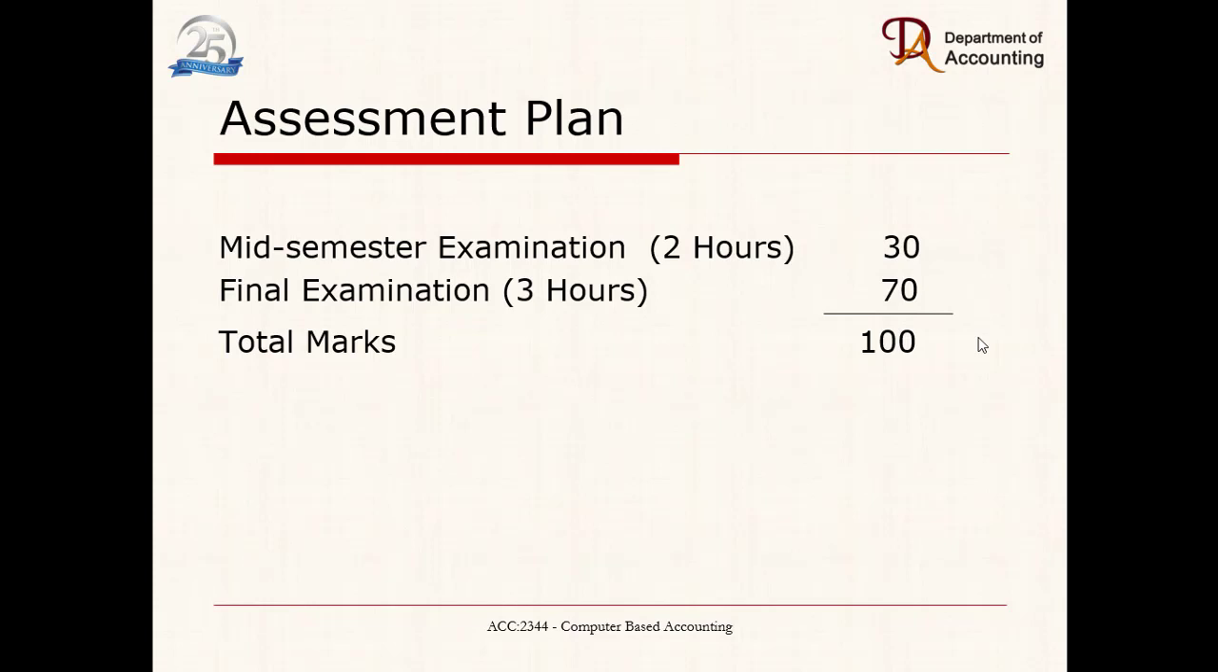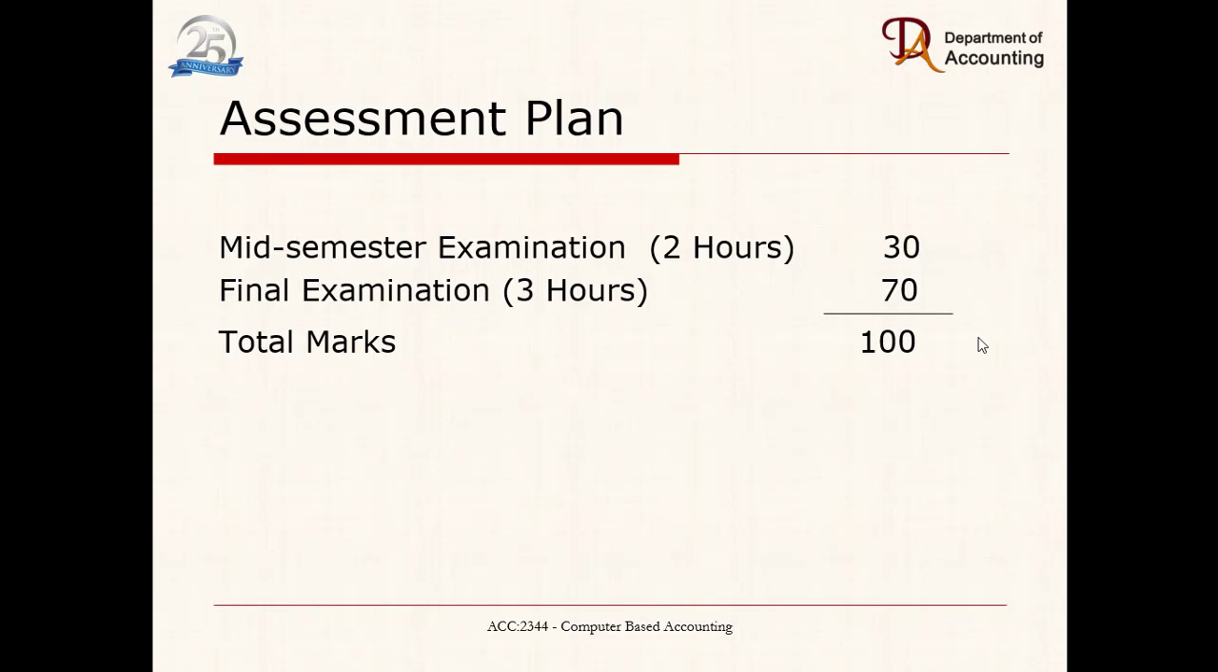Now let me come to the assessment plan. Earlier we discussed the midterm examination. Here you are given a 2-hour paper, which would be done in week 7, and 30 marks are allocated for that. The final examination is a 3-hour paper, and you need to do everything within a computerized environment.